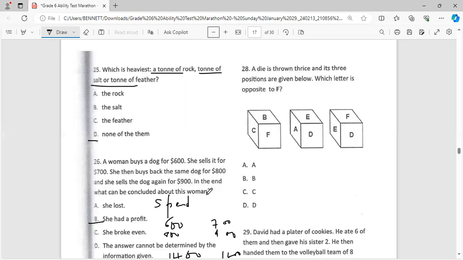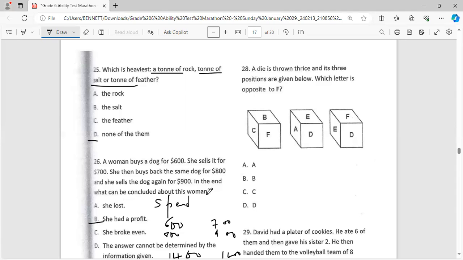A die is shown thrice, and its 3 positions are given below. Which letter is opposite to F? A, sir. I don't do so well with these, guys. C, B, P, dot. Mostly. That's going to be easy for all of us. It's going to be A, because sir.